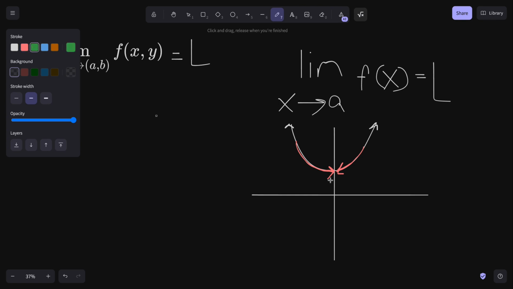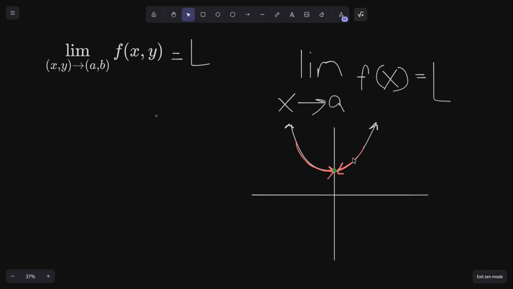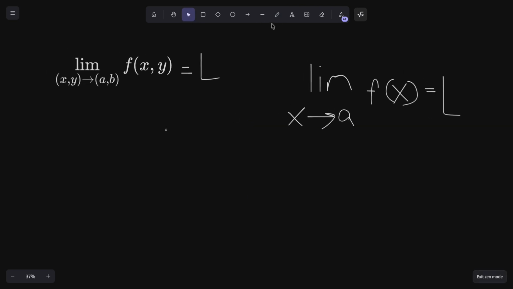So, what does our y value approach? In this case, our y value would be whatever y value is associated with this point. All right, so as the x value gets closer and closer to some number, what is the y value approaching? But in multivariable calculus, there's more than one variable.